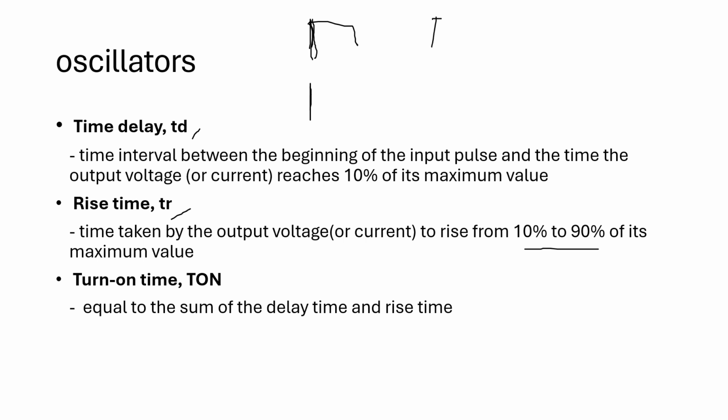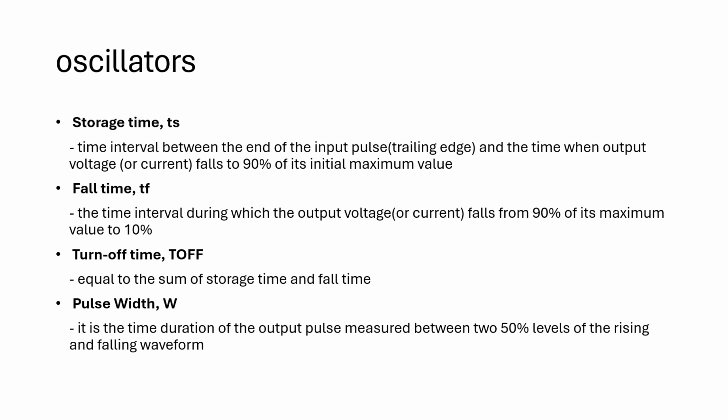So it's not really that we have an input and then you have your output right away. So we have what we call the turn on time, okay? And the turn on time is equal to the sum of your time delay and your rise time, or T on is equivalent to TD plus TR. Okay? So at the other part of your pulse, we have what we call the storage time.